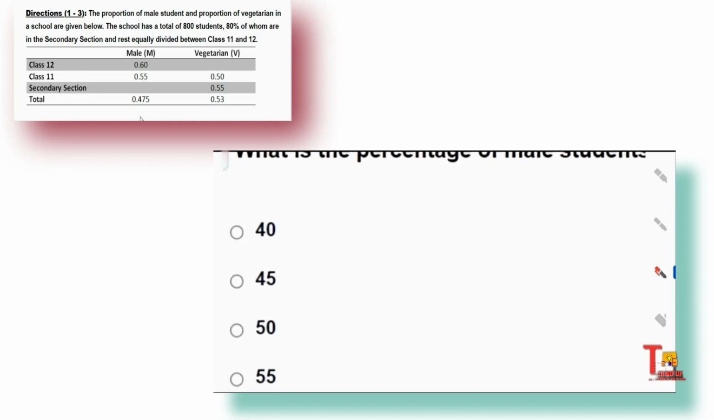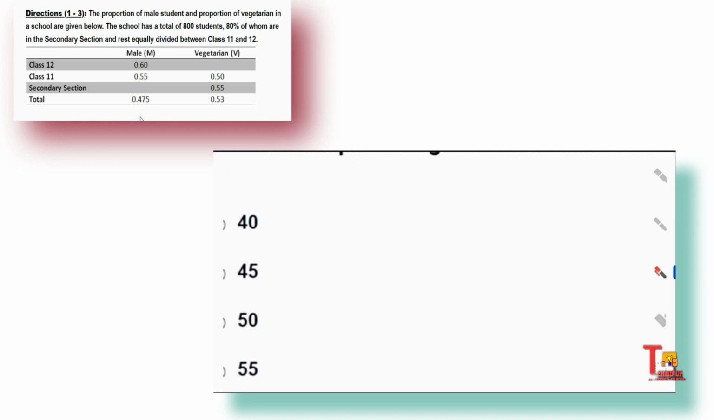So what is the percentage of male students present in the secondary section? At first we'll calculate the total male students, that is 47.5%, which is given. 47.5% of total, that is 800. How to calculate that? I had shown the calculation shortcuts, right? So let's go with that procedure.